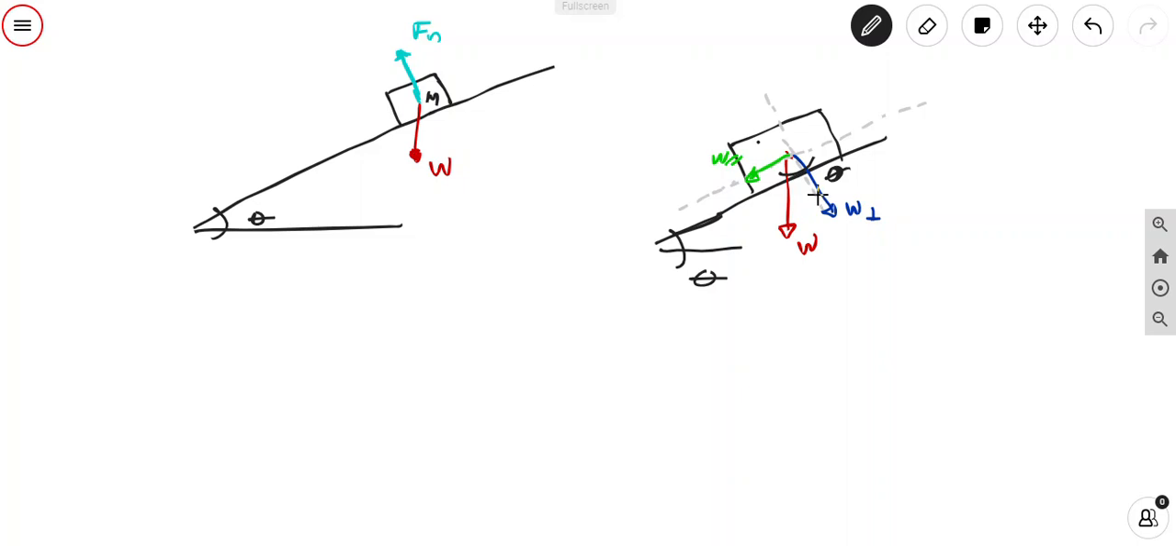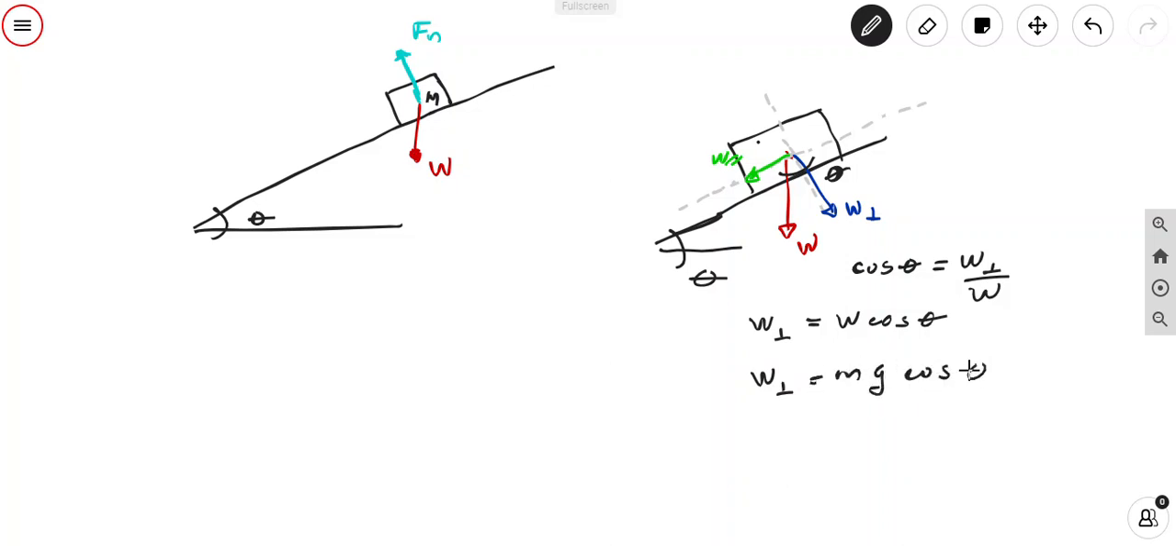would be the adjacent side to angle theta. So we have that W perpendicular will be equal to W cosine of theta. This equation comes from cosine of theta equal to adjacent over hypotenuse, which would be W perpendicular over W. So when you solve for W perpendicular, you get that W perpendicular is W cosine of theta. If I know that W is mass times gravity, now I know that W perpendicular is mass gravity cosine of theta.